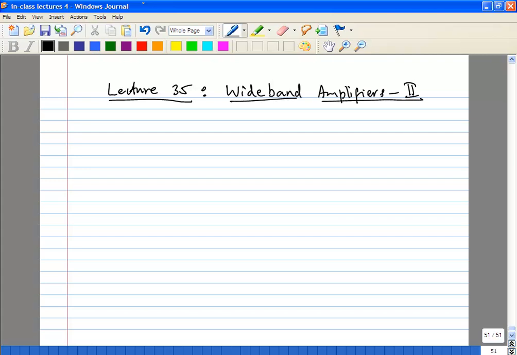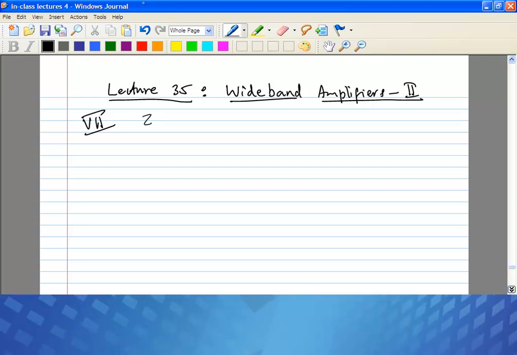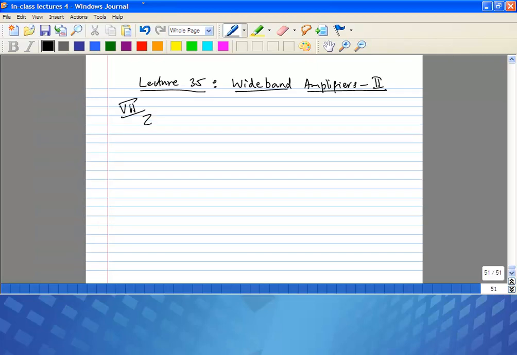We'll continue with wideband amplifiers today. Okay, so we looked at some 5 or 6 different kinds of single stage widebanding techniques. We'll just look at one last one today, which is called the zero peaked amplifier.